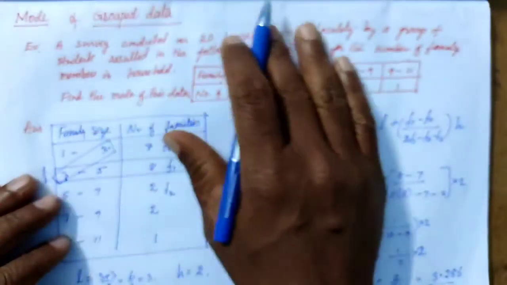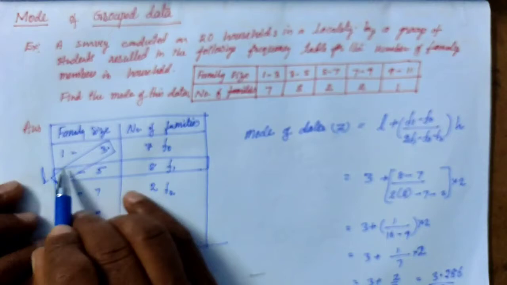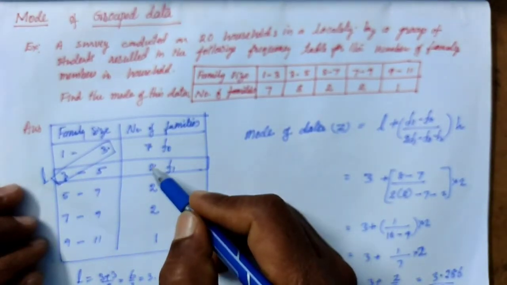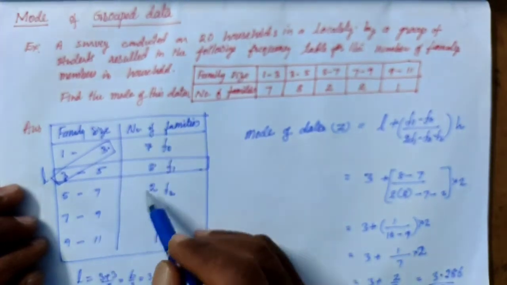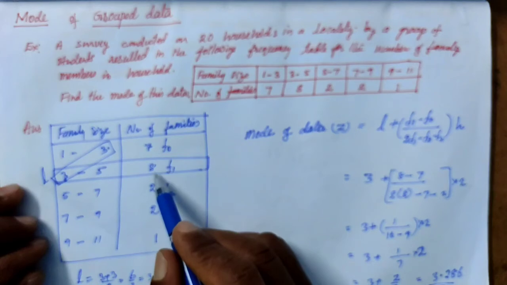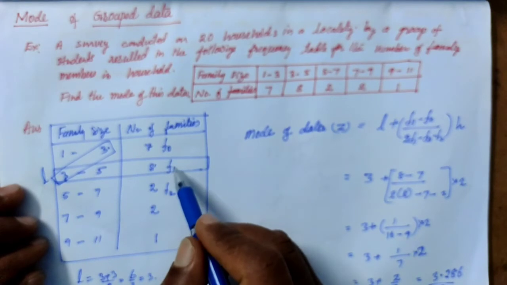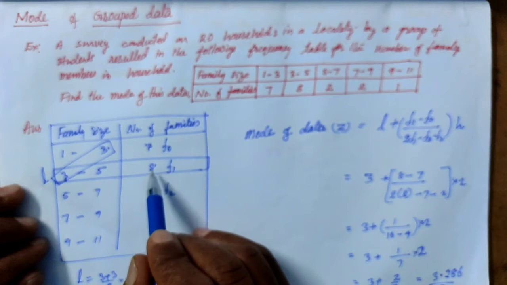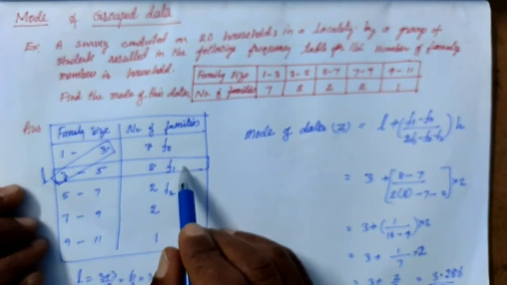Mode of group data: in this we have to take the modal class. How do we identify the modal class? Observe the frequencies of this table: 7, 8, 2, 2, 1. Among these frequencies, 8 is the biggest value. The class with the biggest frequency is the modal class. So this is the modal class.